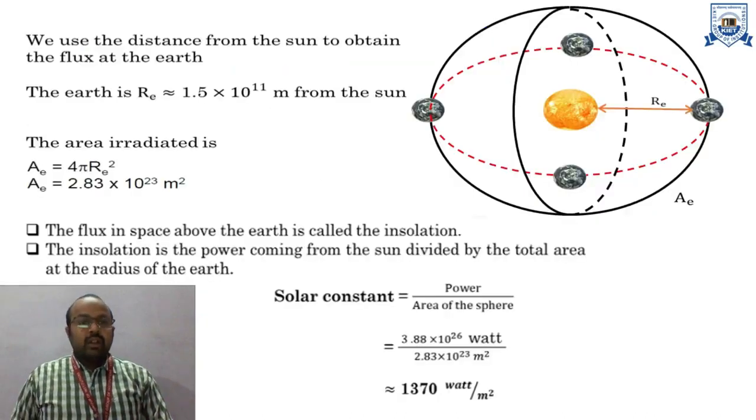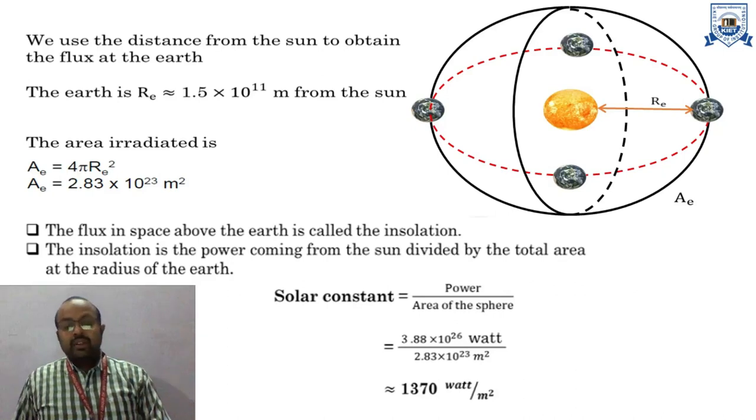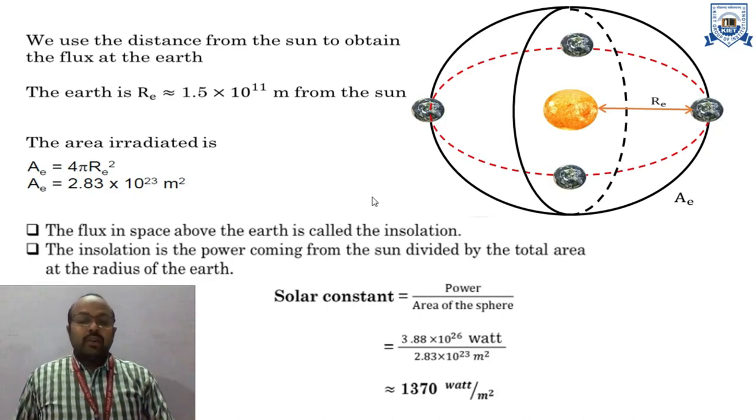Now we use the distance from the sun to obtain the flux at the Earth. The area irradiated is 4 pi r squared, which is the A we have to define. And when we talk about insolation, that is the flux in space above the Earth, it is called the insolation. Calculating the solar constant is the ratio of power to area of the sphere.